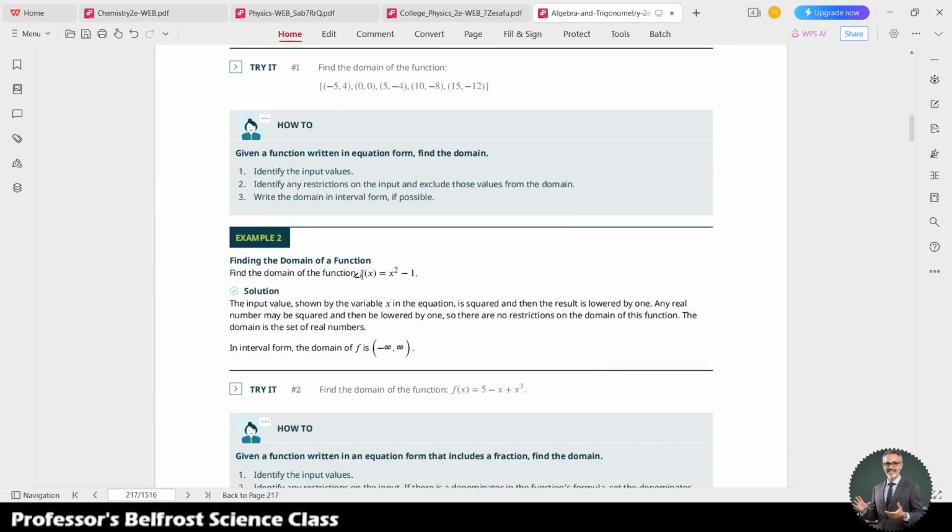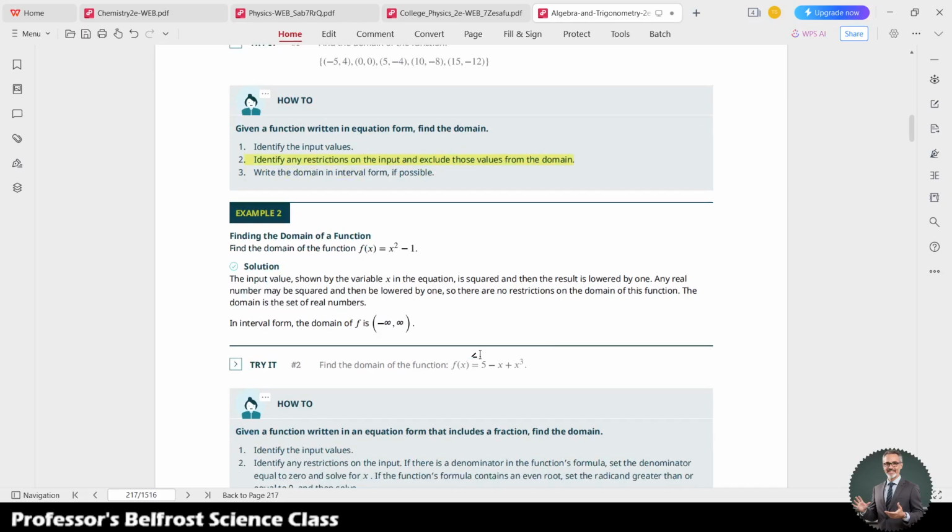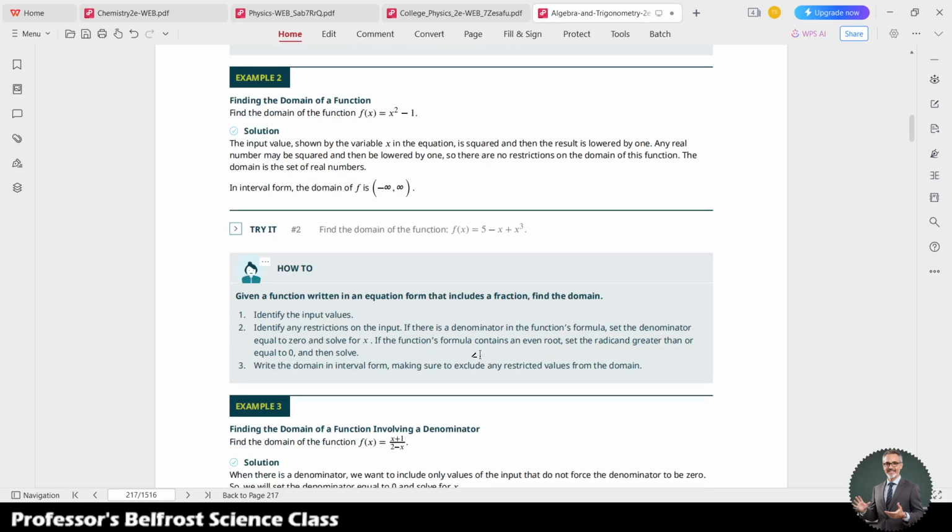Now find the domain of the function f(x) equals x squared minus 1. The very important thing here is to identify any restriction. Is there any restriction? Is there a denominator? No. Any real number may be squared and then lowered by 1, so actually there's no restriction. So the domain is from minus infinity to positive infinity.